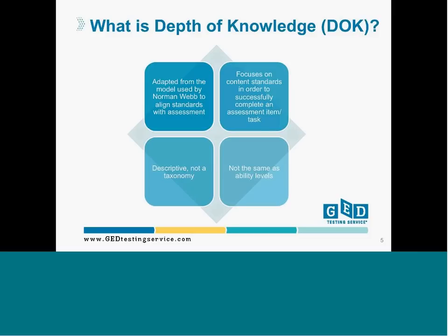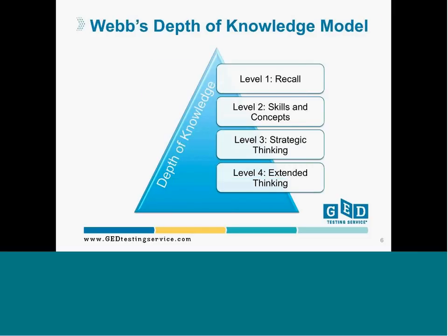So let's take a little closer look at DOK, or depth of knowledge. There are 4 levels to Webb's depth of knowledge, and we'll talk about each of these and give you some ideas of what it really means. But level 1 is recall. Level 2 is known as skills and concepts. Level 3 is strategic thinking, and level 4 is extended thinking. And remember, it's not a taxonomy, so it doesn't go from least difficult to more difficult, but rather talks about complexity.